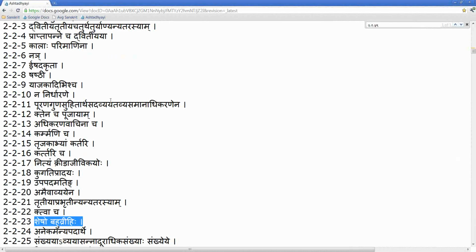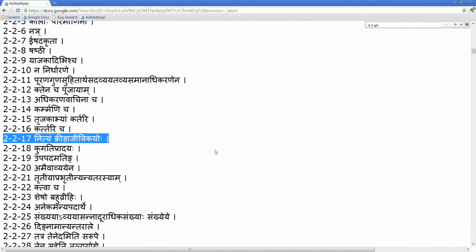Actually, I'm sorry. One more thing I should mention is that Shashthi only goes up to here, up to 2.2.16, and 2.2.17, and there at the very end of Tatpurushas come some very important compounds, which is Kugati Pradayaha. Only one sutram, Kugati Pradayaha, the Gati Samasas. Very, very important thing, Gati Samasas. Like, take Bhagavad Gita, Dharma Kshetre Kurukshetre Samaveta, Sam Avaita, Samaveta. The Samaveta is a compound. It's a Gati Samasaha.